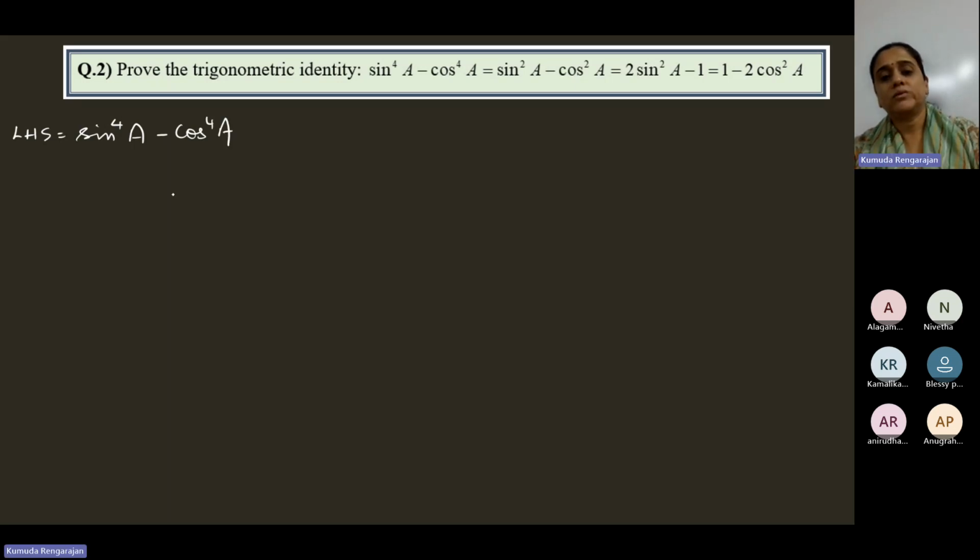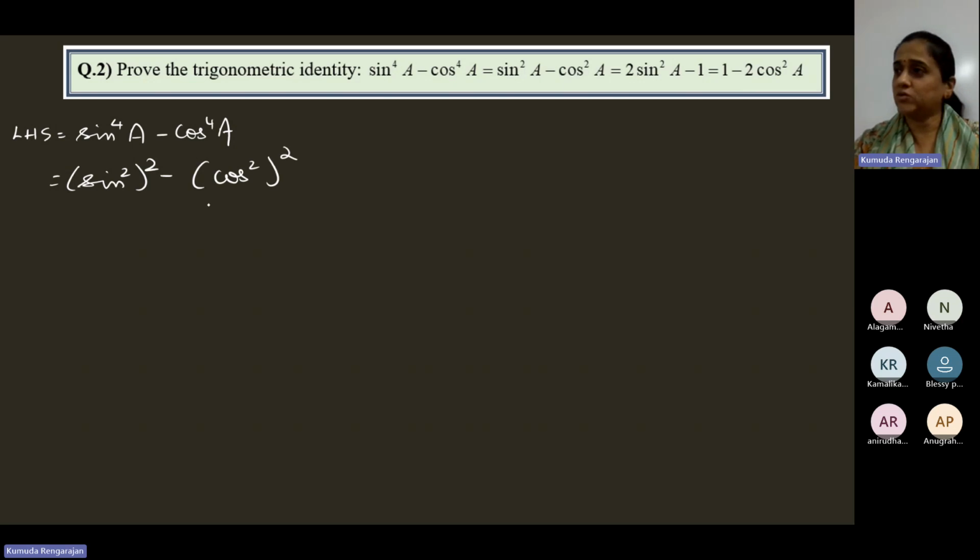Okay. So we need to show that sine A to the power 4 minus cos A to the power 4 is equal to sine square A minus cos square A, which is also equal to 2 sine square A minus 1, which is also equal to 1 minus 2 cos square A. You'll have to take sine A to the power 4 minus cos A to the power 4 and show that this can be written in these three different ways.